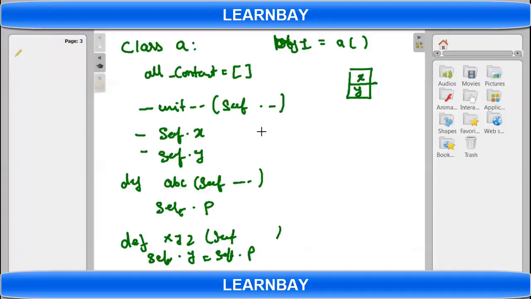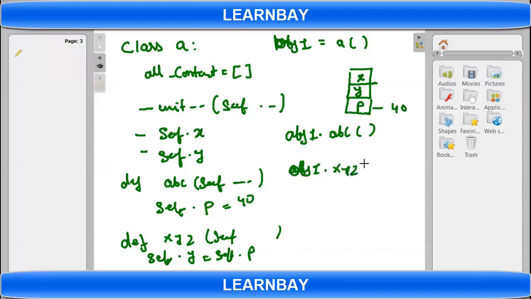Now if I write obj1 dot ABC, what will happen? In ABC I am writing self dot p, so I am adding one more p to this object. Let's say this is equal to 40, so this will be pointing to 40. Again, if I call obj1 dot XYZ, what will happen? I am initializing this y field with 40.